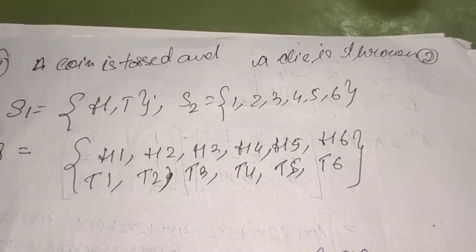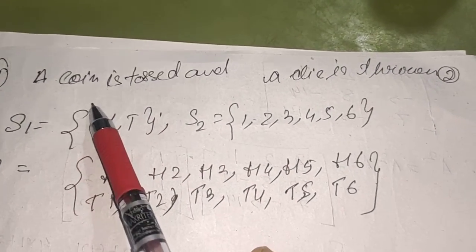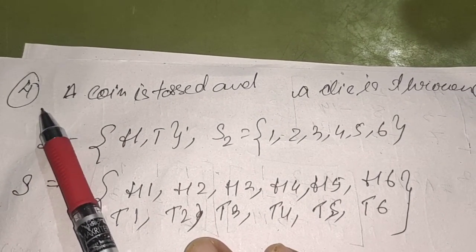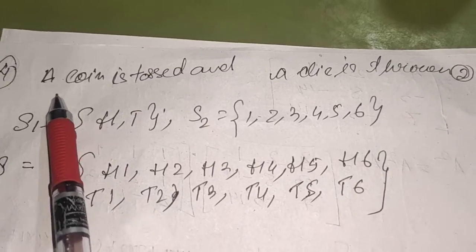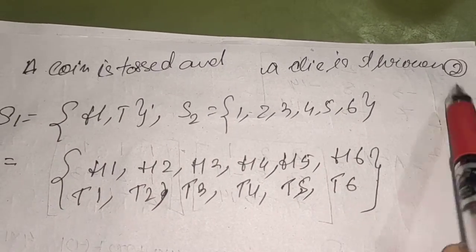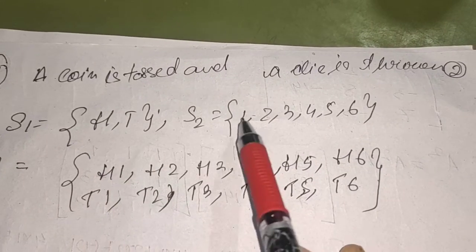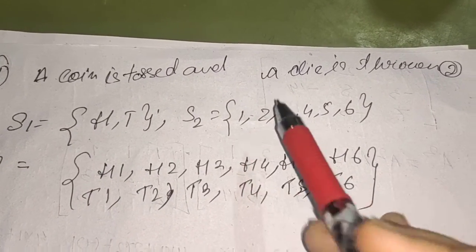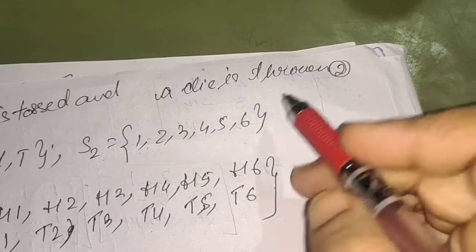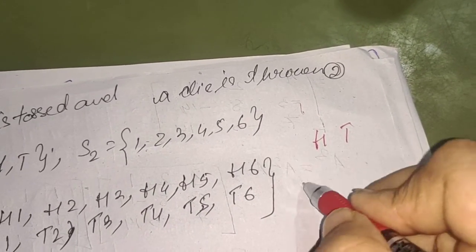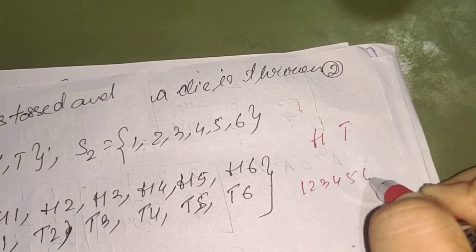There are some questions that I am skipping because you will do them as homework. Since 3 is homework, I am going to discuss 4. Question number 4: a coin is tossed and a dice is thrown. When a coin is tossed, there will be 2 outcomes, head and tail. When a dice is thrown, there will be 6 outcomes. You can write it like this: head and tail, and then below 1, 2, 3, 4, 5 and 6.